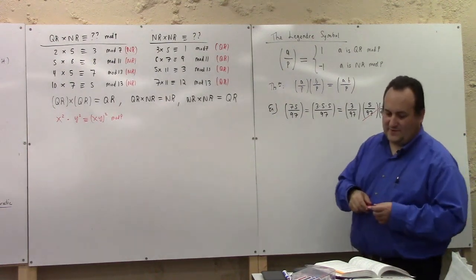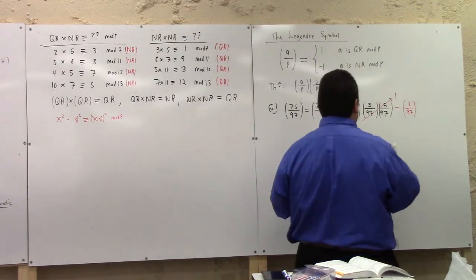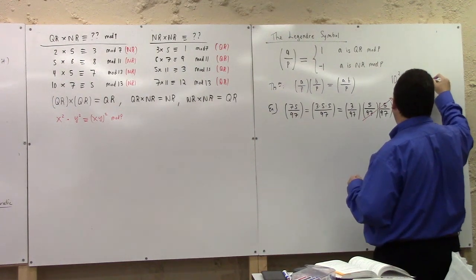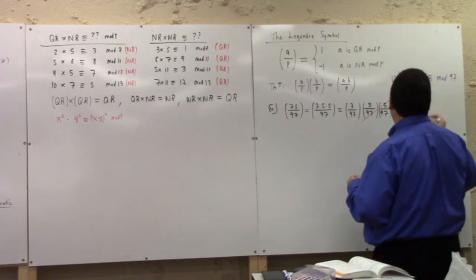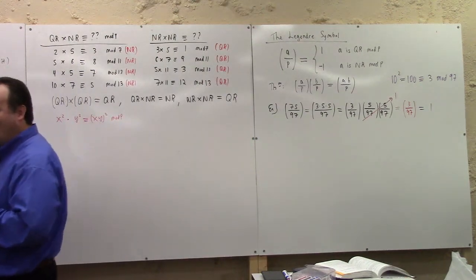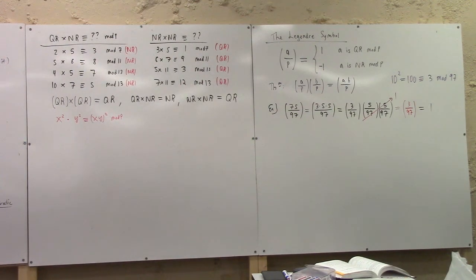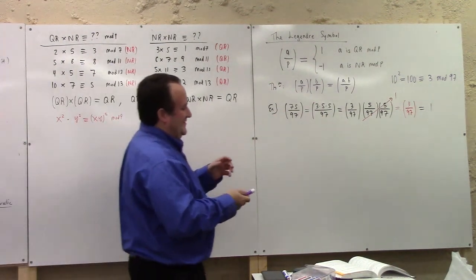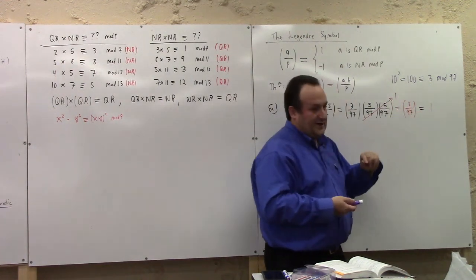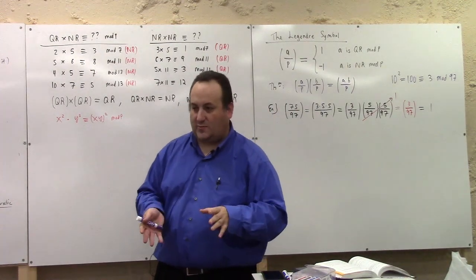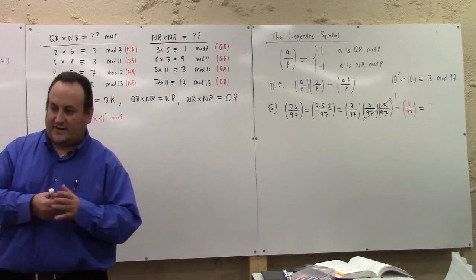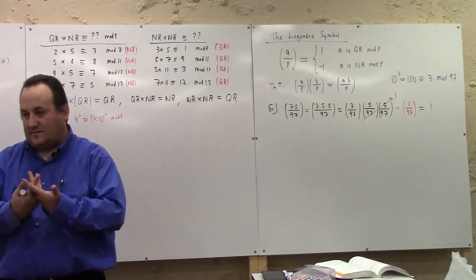At this point, he pulls a rabbit from his hat. He goes, 10 squared is 100, which is congruent to 3 mod 97. So this is equal to 1. I know, right? It takes getting used to. You have to think about what the symbol means. This is asking the question: does there exist a number whose square is congruent to 3 mod 97? What I've written in purple shows yes. 10 squared is 100, and 100 is congruent to 3 mod 97. That shows that 3 is the residue of a square.